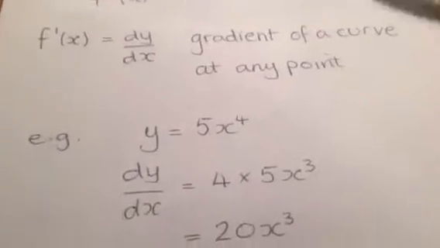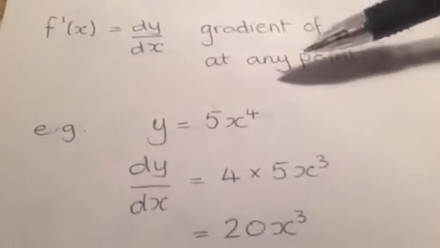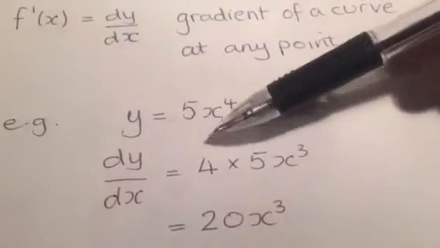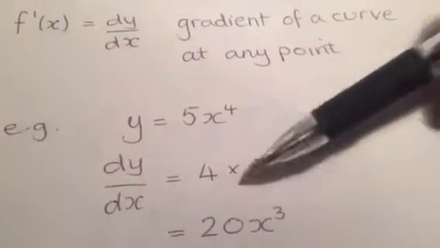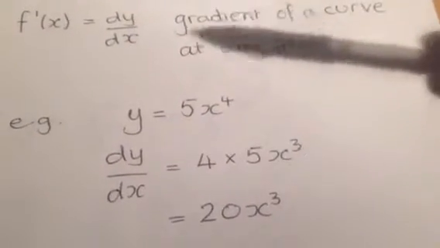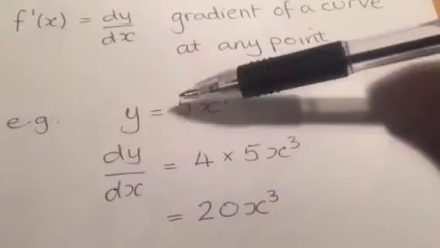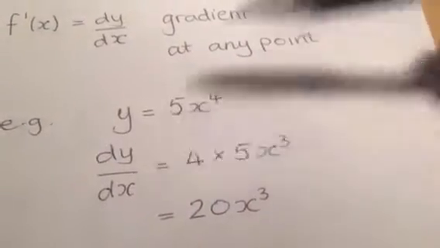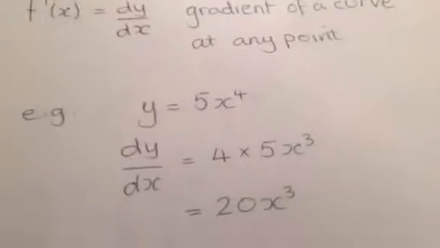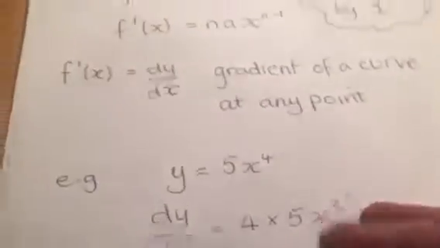Let's have a look at an example. Very simple example, y equals 5x to the 4. Bring the power to the front, which gives you 4 times 5x cubed, and then you tidy it up to give you 20x cubed. Make sure that you always label y equals and that you label dy by dx equals. When you get onto more complicated questions, labelling these will be really important.